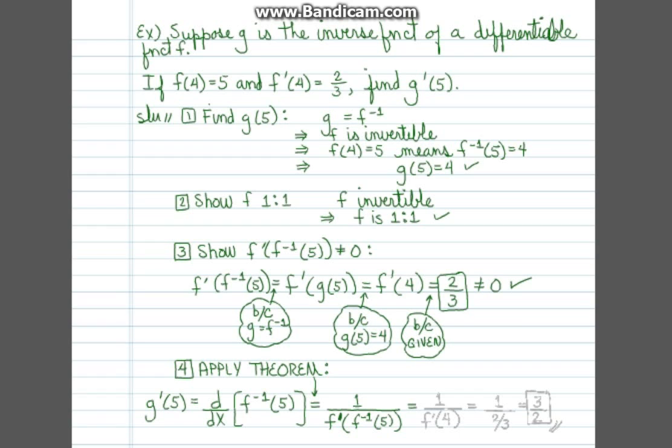Well, that's equal to 1 over f prime of 4. And that's because we showed that f inverse of 5 was equal to 4, which was actually shown in step 1. And that is equal to 1 over f prime of 4. Well, that's the same as 2/3. That's given information. And then if we simplify that, we just take the reciprocal of the denominator, and this becomes 3/2. And that is our final answer.